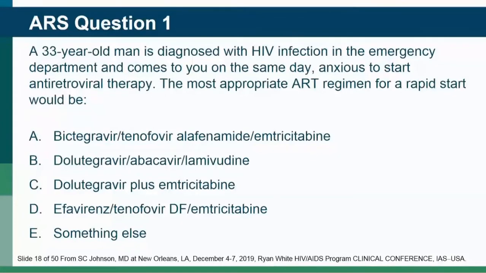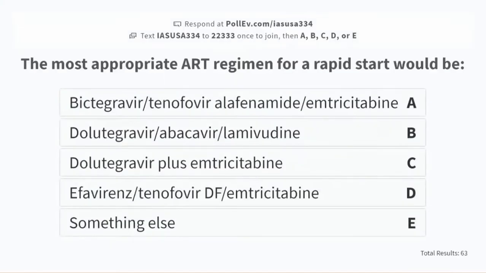So this is a 33-year-old male who is diagnosed with HIV infection in the emergency department and actually comes to you on the same day, anxious to start antiretroviral therapy. So the most appropriate ART regimen for a rapid start on the same day would be: the first, bictegravir with tenofovir alafenamide and emtricitabine. The second is dolutegravir, abacavir, lamivudine. The third is dolutegravir plus emtricitabine. The fourth is efavirenz, tenofovir DF, and emtricitabine, or maybe you're thinking of something else. So if you can vote here.